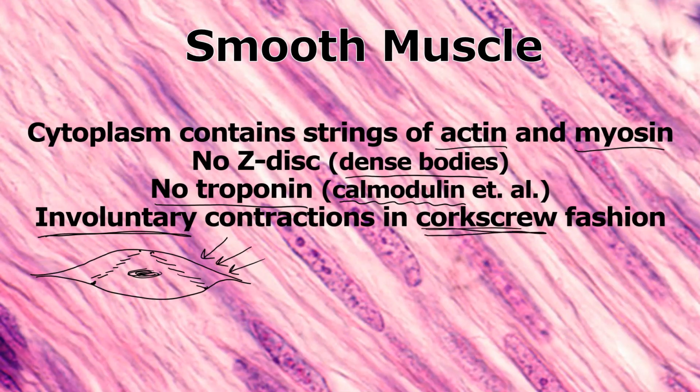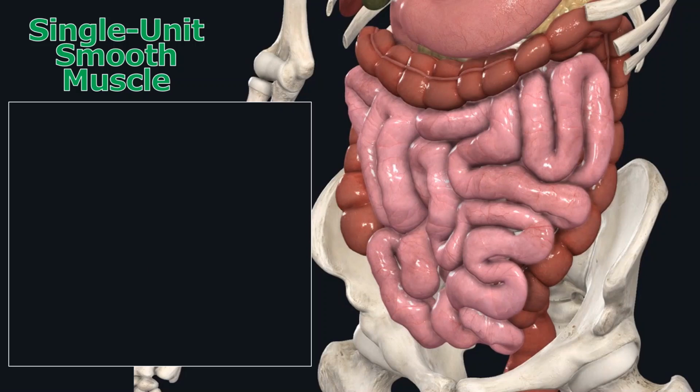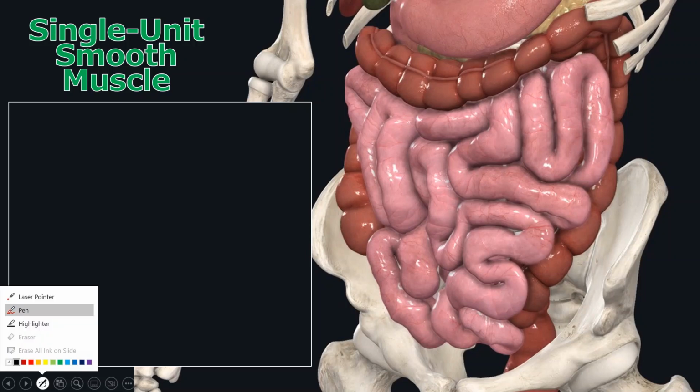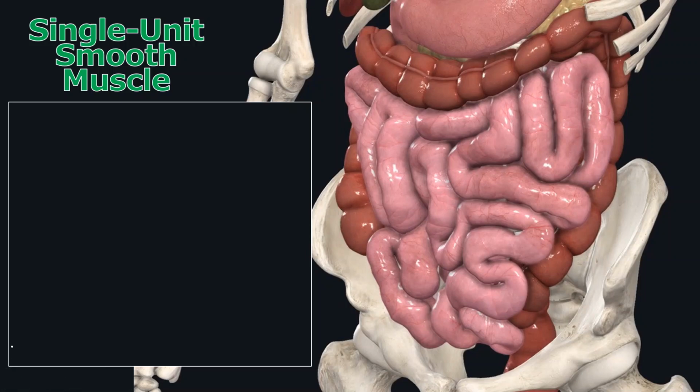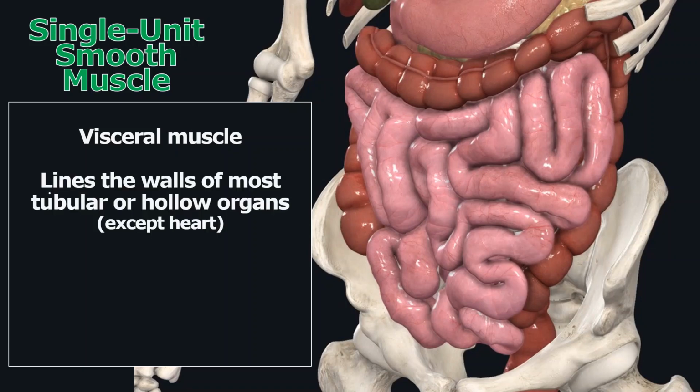There are two types of smooth muscles that are usually talked about in an A&P course. That would be single unit and multi-unit. So this is introducing single unit smooth muscle, and it is the one that most people think about when they hear about smooth muscle for the first time. It's also called visceral muscle. It would be lining the walls of tubular or hollow organs.